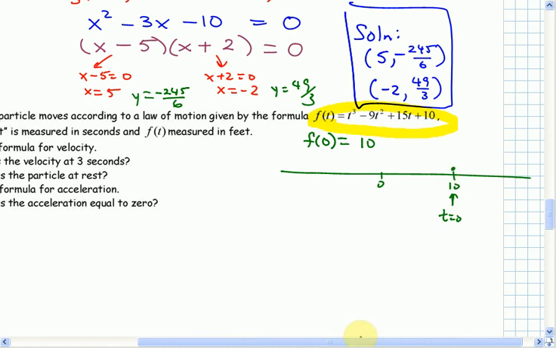And then if I asked you what happens at 1 second, I'd ask you to calculate this, what's f of 1, and you'd plug in 1 for t. So we get 1 cubed is 1, 1 minus 9 is negative 8, negative 8 plus 15 is 7, 7 plus 10 is 17. So after 1 second, you know that this thing traveled this way, and now it's at 17. So fast?